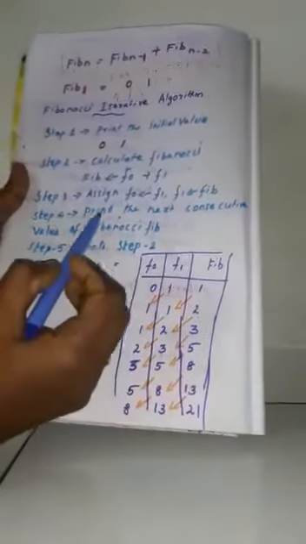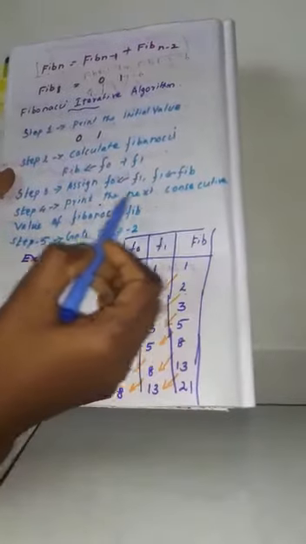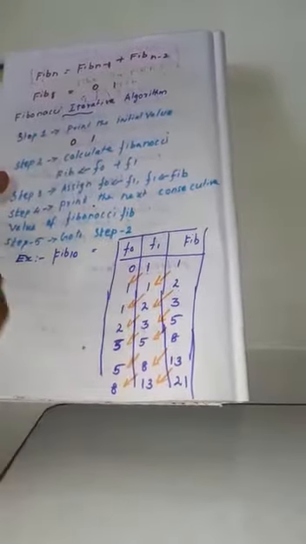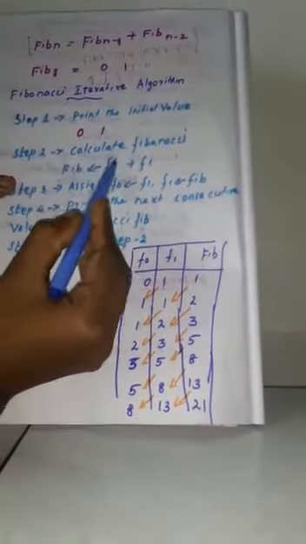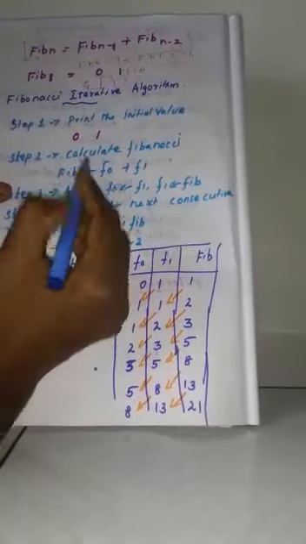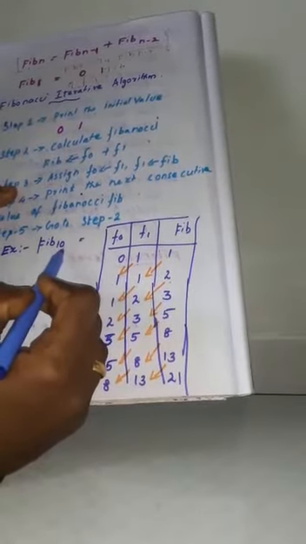Okay. Step 4, print the next consecutive value of Fibonacci, Fib. Step 5, go to step 2. Again, calculate the Fibonacci Fib equals F0 plus F1. Okay. Example: calculate 10 values of the Fibonacci series.